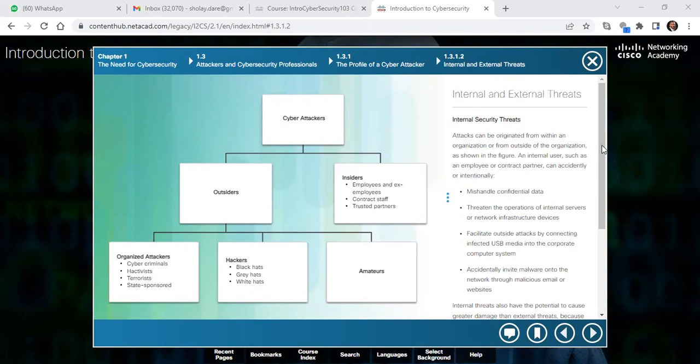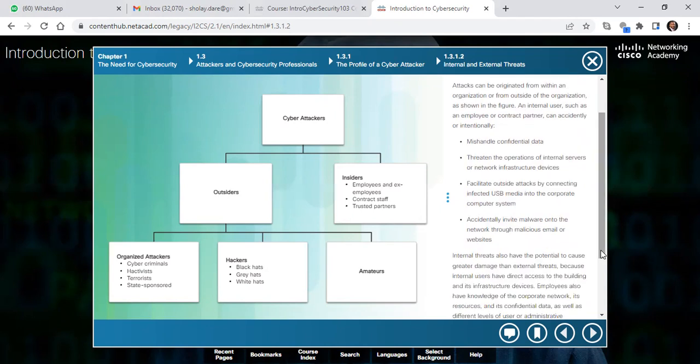So let's look at the internal security threats. The internal security threats are attacks that can originate from within an organization or from outside of the organization, as shown in the figure. Now, an internal user, such as an employee or contract partner, can accidentally or intentionally mishandle confidential data, threaten the operation of internal servers or network infrastructure devices, or facilitate outside attacks by connecting infected USB media into the corporate computer system. Now, this is why many organizations are always locking out all their USBs.